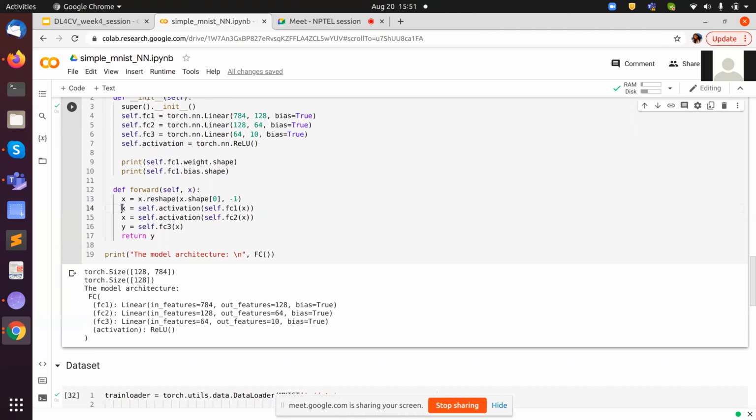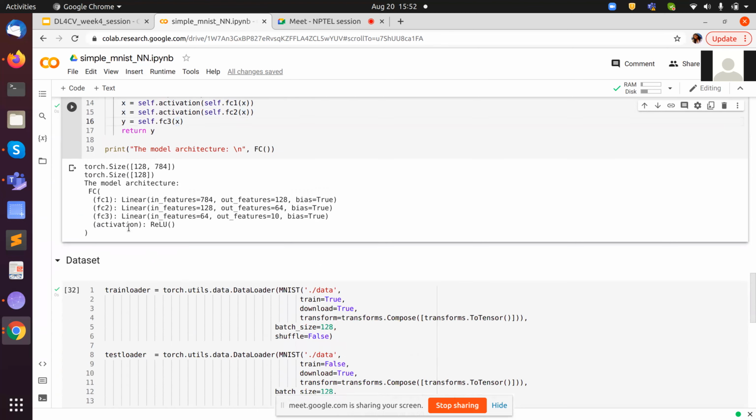The output of the first fully connected layer then serves as the input to the second layer. This output then passes through the activation function, which serves as the input to the third layer. The final output is the model output here. Note that we have not applied any activation function here because this is the output we will directly give as input to the loss function. So this is a simple model.